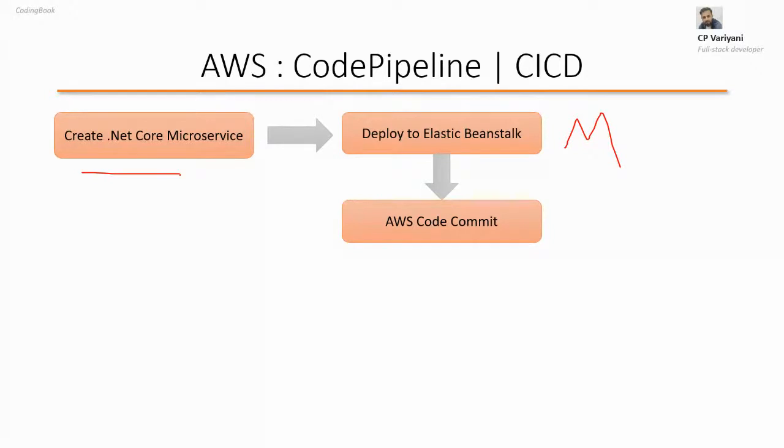Then we will make use of AWS CodeCommit. What is this AWS CodeCommit? Basically, it will serve as a repository. Whatever code we have done in this application, we will push into this repository. We will create pull requests, we will create the build pipeline, and we will get the artifacts from this commit only.